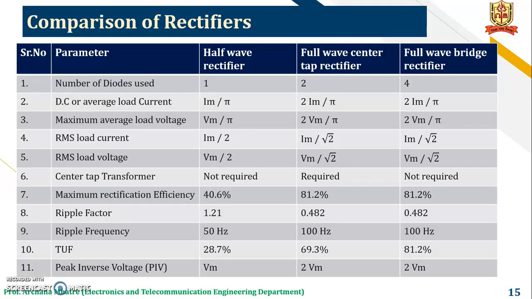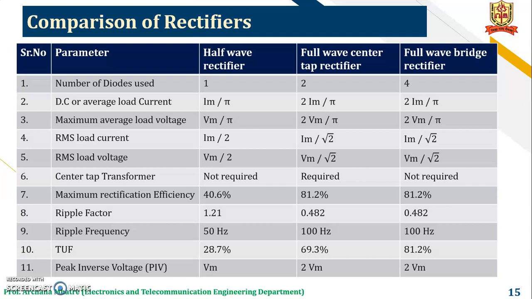Now next, comparison between the rectifiers. First the half wave rectifier, then the full wave rectifier with center tap and the full wave bridge rectifier. These are the parameters for comparison. The first parameter is the number of diodes used. In the half wave rectifier, 1 diode is used. In the full wave center tap rectifier, 2 diodes are used, and in the bridge rectifier 4 diodes are used.